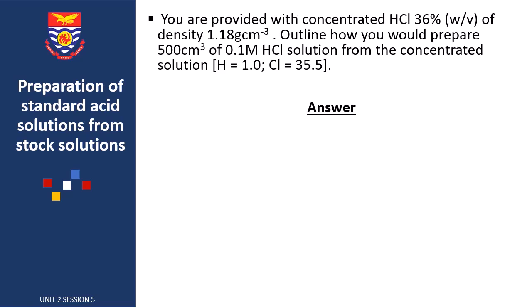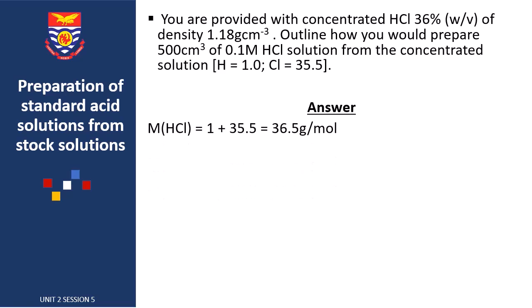Second example, this time around we have been given an assay, and the task is to outline how we would prepare 500 cubic centimeters of 0.1. In other words, prepare a solution that will have a volume of 500 cubic centimeters and its concentration will be 0.1 from the assay given. One thing that we have not been given is the concentration of the concentrated solution, or our initial concentration, but we have the assay, so we can do that.